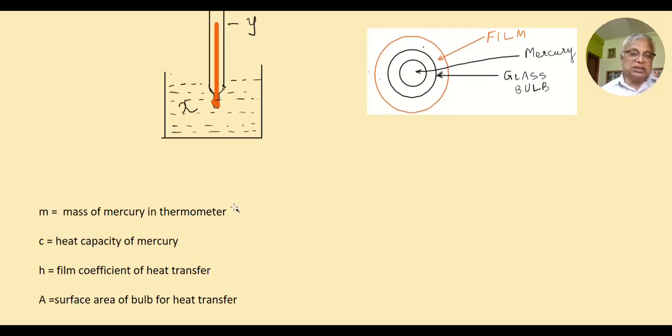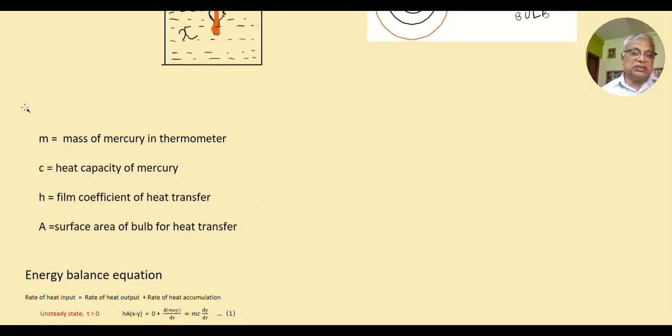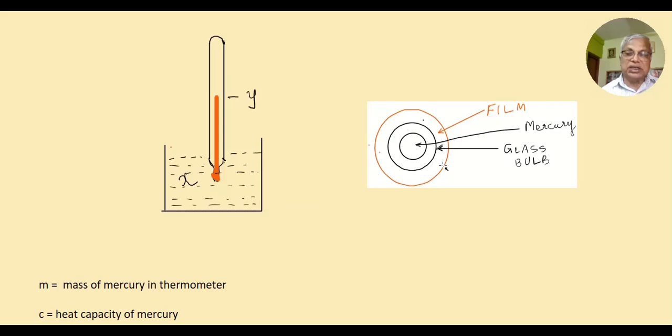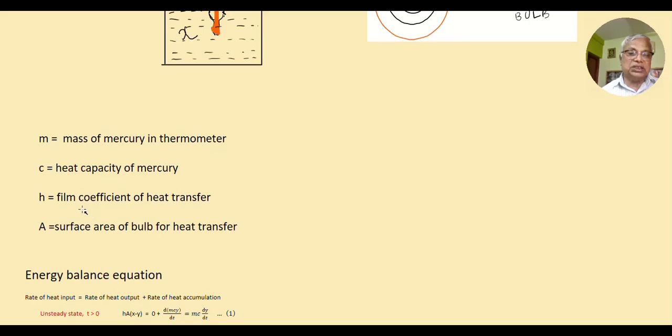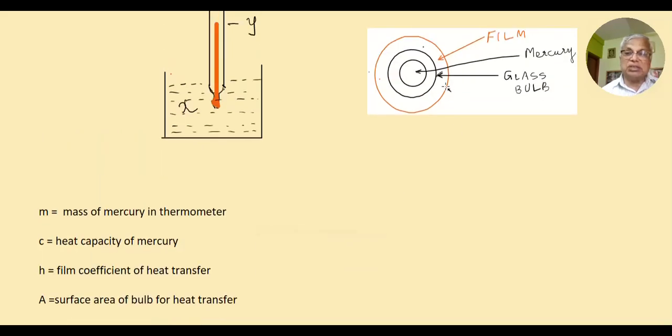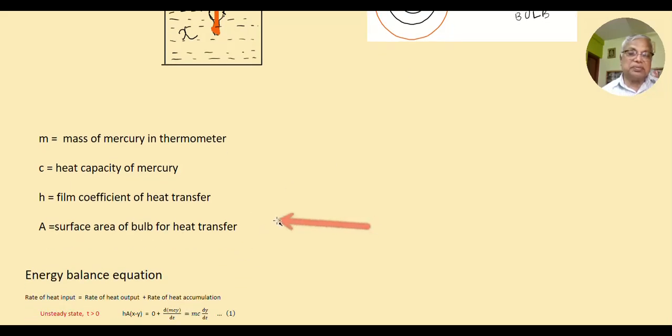Before that, let us define these variables. M is the mass of mercury in the thermometer. C is the heat capacity of mercury. H is the film coefficient of heat transfer. So heat transfer takes place from the liquid bath across the film to the mercury, and that heat transfer coefficient is the film coefficient of heat transfer, H. And then A, the surface area of the bulb for heat transfer. The bulb is here, the glass bulb. Since the heat transfer takes place across this bulb, the heat transfer area is denoted as A.